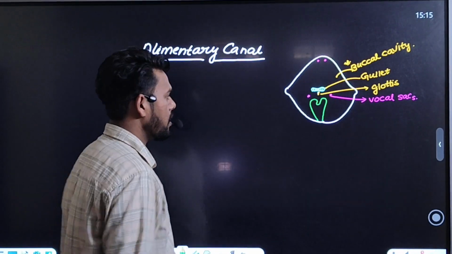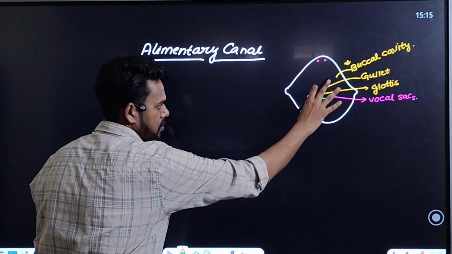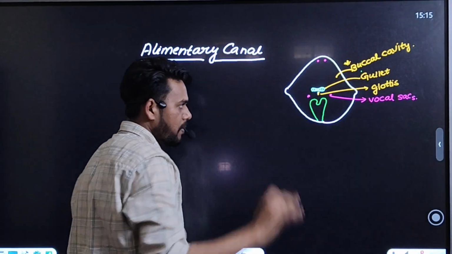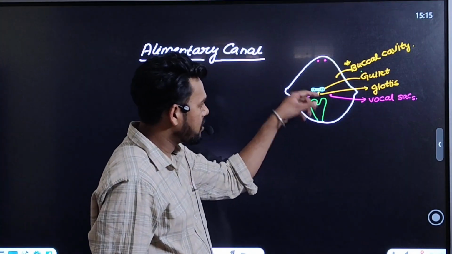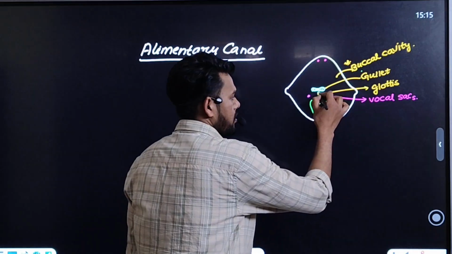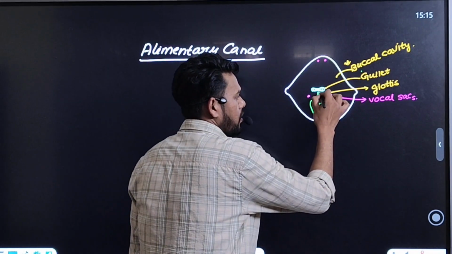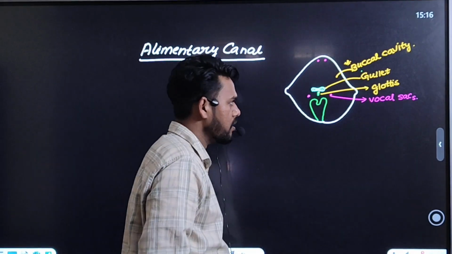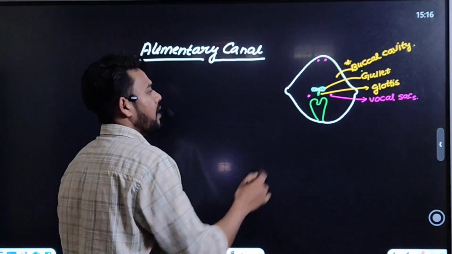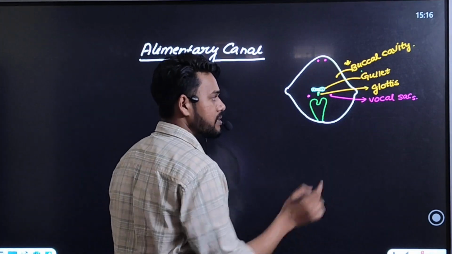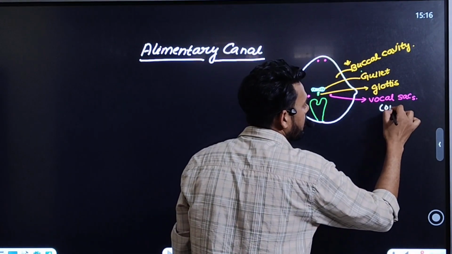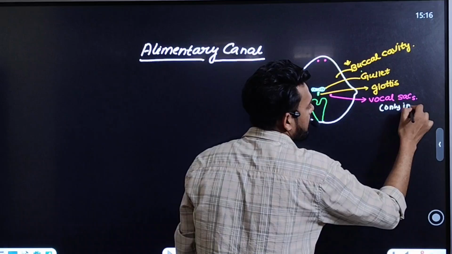So the alimentary canal starts from the mouth. Inside the mouth, there is a buccal cavity which contains various parts, such as the gullet at the center, from where food is engulfed. There is another opening called the glottis, from where it takes oxygen. One pair of vocal sacs is present only in male frogs.